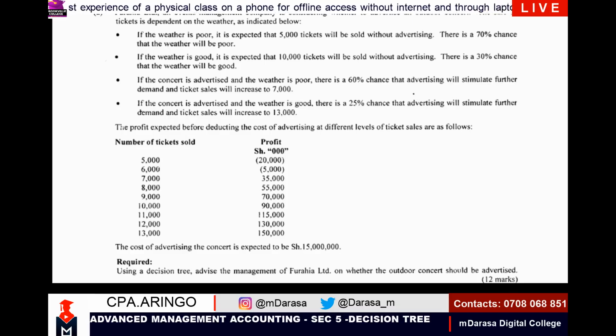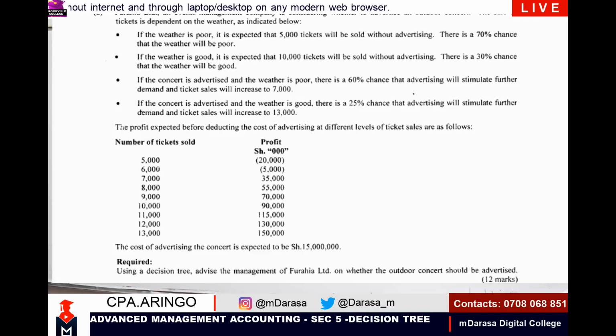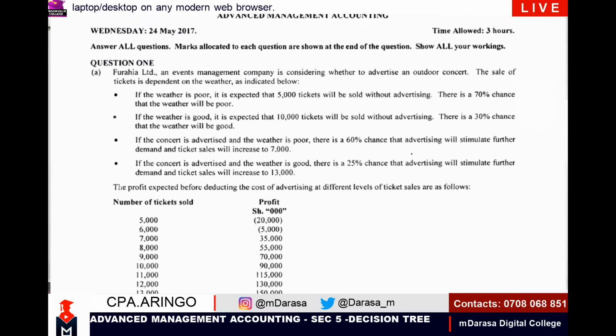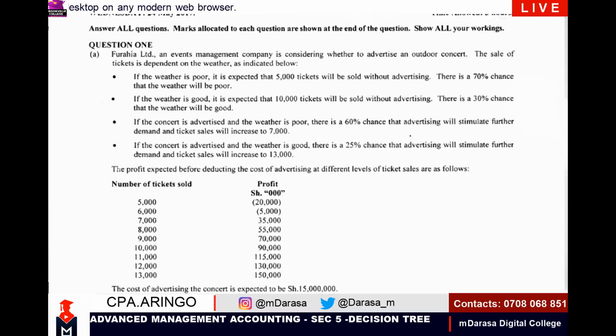Required, using a decision tree, advise the management of Urahia Limited on whether the outdoor concert should be advertised. My good students, you are given 12 marks. I think in that case, the examiner wanted us to pass that paper, right? So kindly take a screenshot of that so that we can proceed.